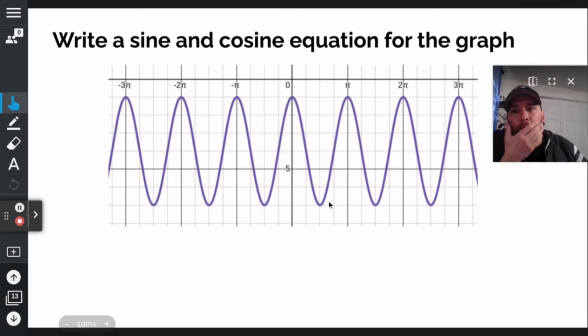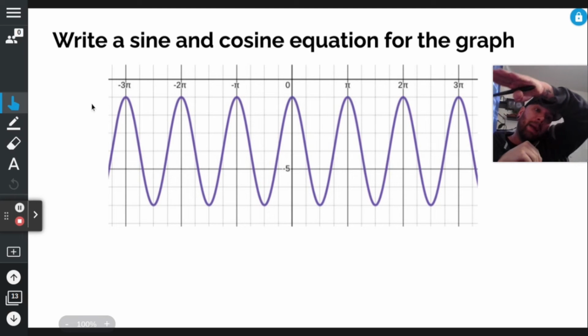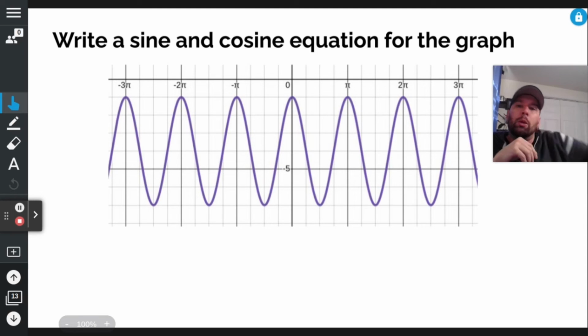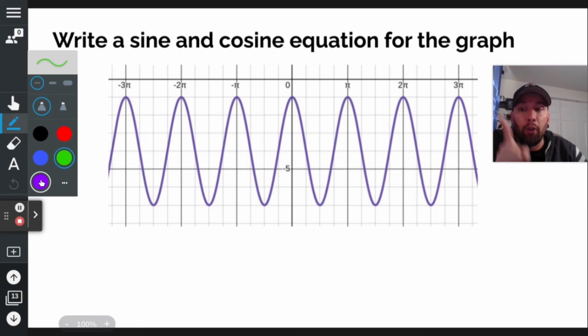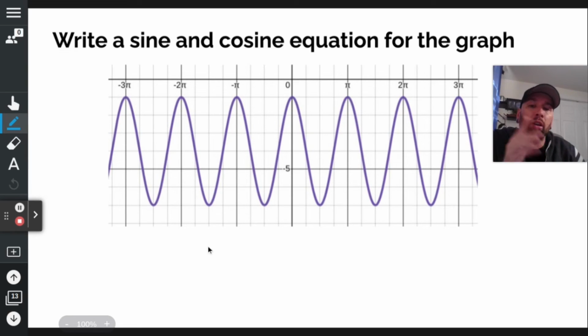Now, let's look at what we're doing. We have to write a sine and cosine equation for this graph. This is what I'm going to do first. I know sine starts at 0, 0, and goes up, down, up, down. I know cosine starts at the very maximum and then goes down and repeats every maximum. Why don't I come up with the cosine equation first for this one and then turn it into sine?